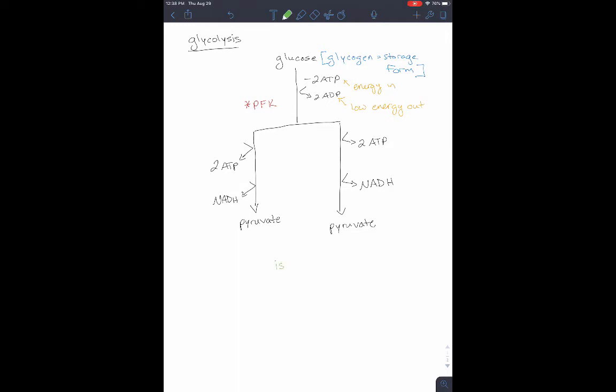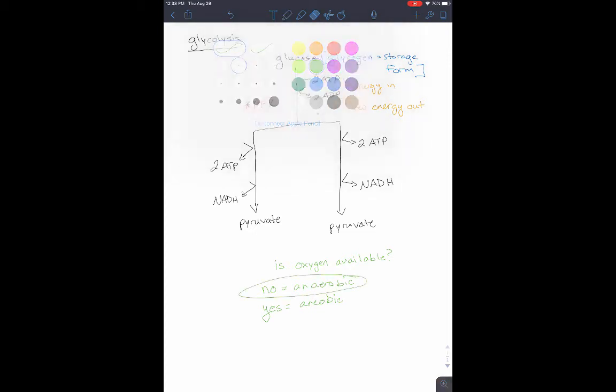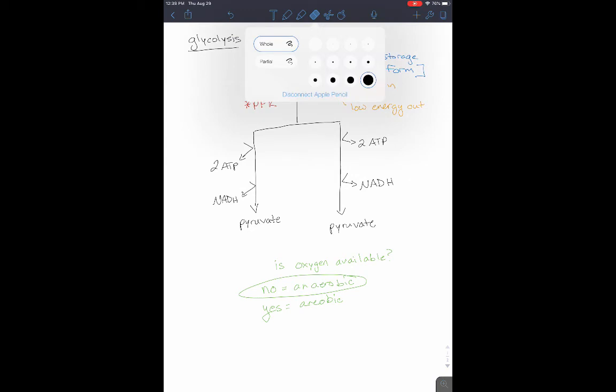So my next question has to be, do I have oxygen available? In which case it would be aerobic metabolism. Or do I not have oxygen available? In which case it would be anaerobic metabolism. And this is an important question to know, and you would know this answer in a question that was given to you, because it's going to determine the fate of what happens to the pyruvate molecule. So in this case, we're going to say that we're going through anaerobic metabolism. So no oxygen is available.